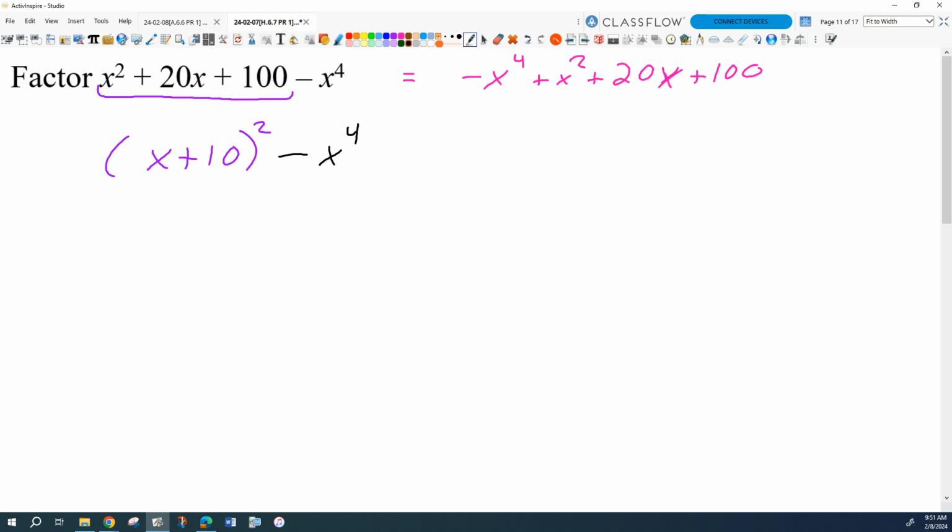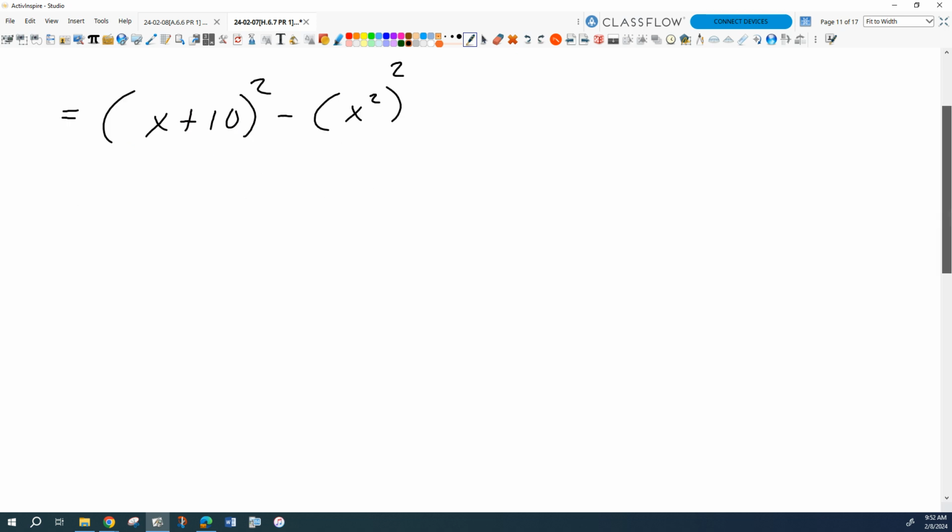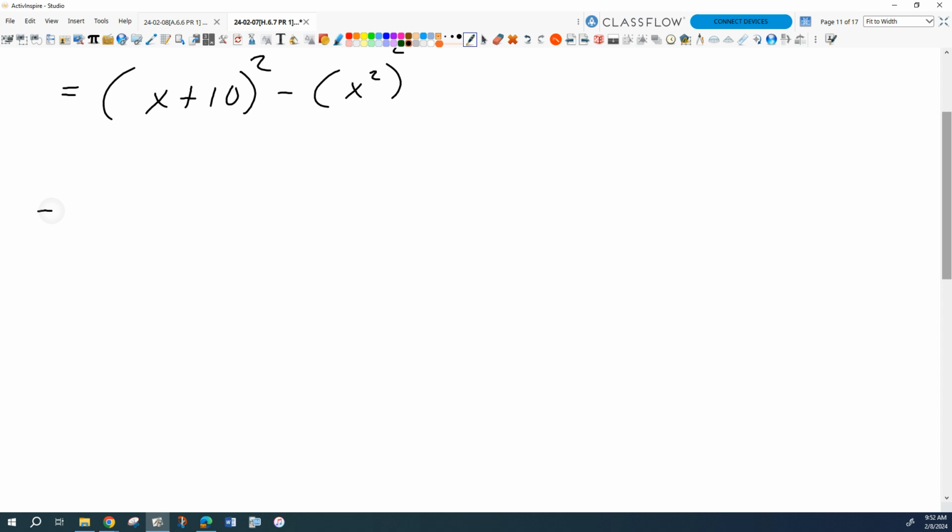A squared minus b squared. Yeah. Look, it fits. This fits the pattern x plus 10 squared minus x squared, doesn't it? Right? Okay, and so now we've got that binomial factoring pattern. What's this thing going to break up into?